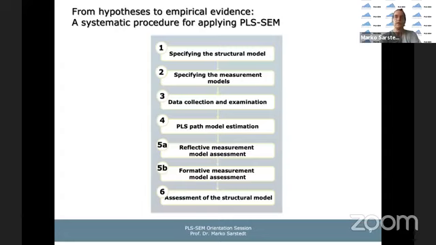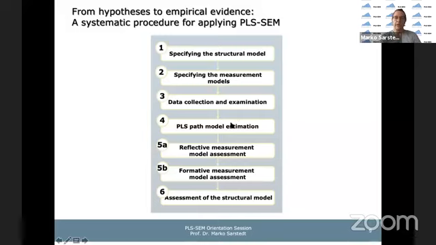So how do I specify the measures? Which indicators? Which questions do I need to use? Can I use secondary data? And if yes, which type of secondary data? Third step, I need to collect the data and examine it. This is nothing specific to PLS. This applies to all analysis procedures, whether you use a simple regression or random forests or some machine learning technique. You need to collect the data, scrape it, and examine it for redundancies, for outliers, all these things.